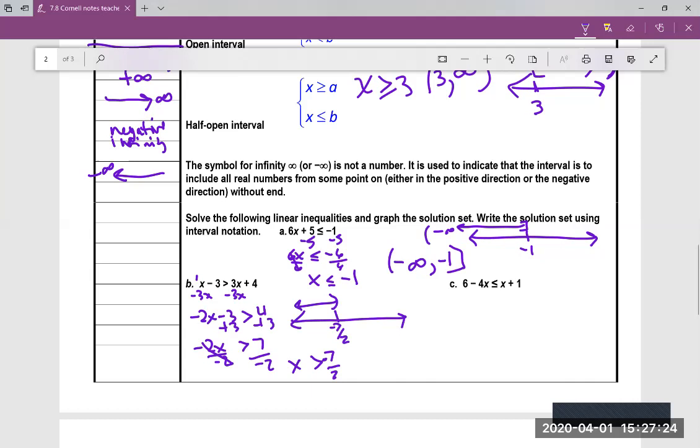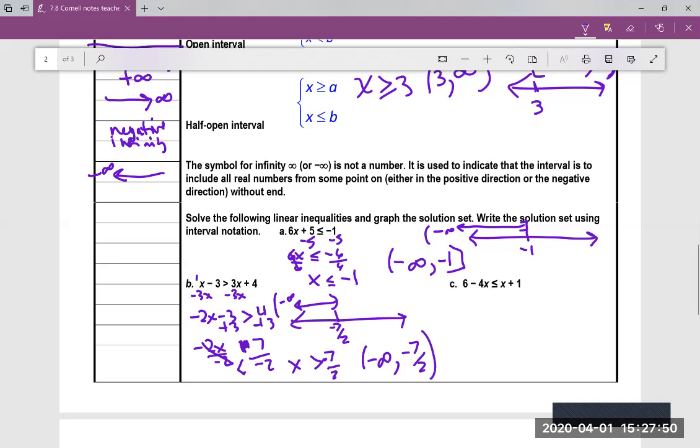Guess what Mr. Schoenberg did? You probably caught me, but I did not flip my sign when I divided by a -2. So we're going to change that by flipping the sign. And then I have that correct. So the interval notation is negative infinity, comma, -7/2. Okay, again, don't be like me. Flip the sign when you divide by a negative.